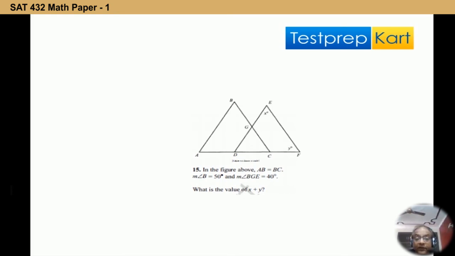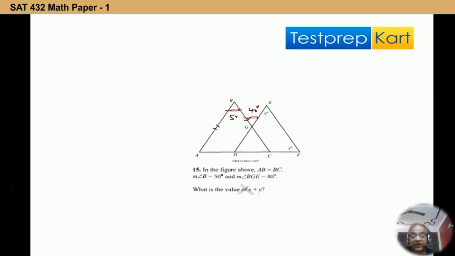Now here AB is given as BC. So AB is equal to BC. Angle B is 50 degree. This angle is 50 degree. And measure of angle BGE is 40. This angle is 40 degree. What is the value of x plus y? This is x, this is y. So what is the value of x plus y?